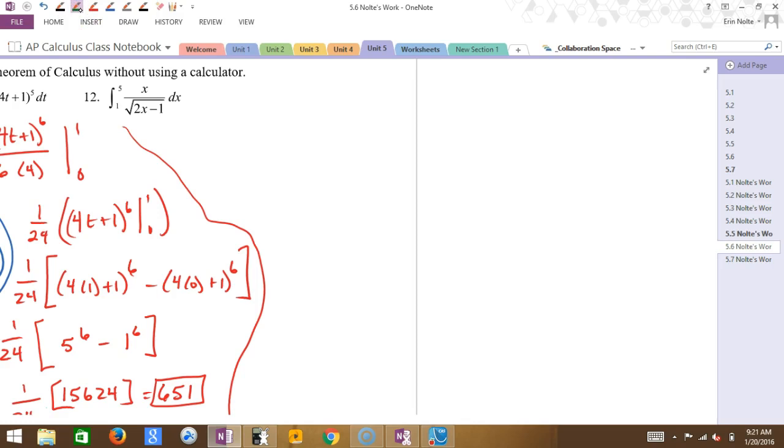Okay, so for question number 12, I have to do the U substitution. The very first thing that I'm going to do is rewrite it and bring that quantity that's in the bottom up. So I have 2x minus 1 to the negative 1/2. The next thing that I need to do is identify my U. What is my U? 2x minus 1. Good. So after I identify my U, I need to figure out what the x value is. So if I solve for x there, what is x going to equal?